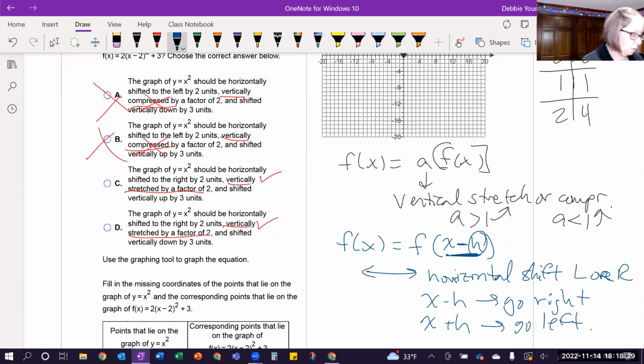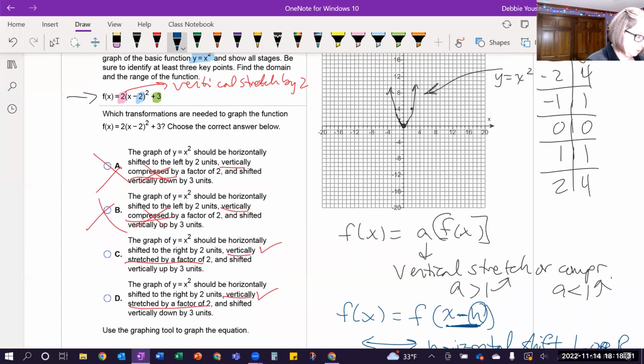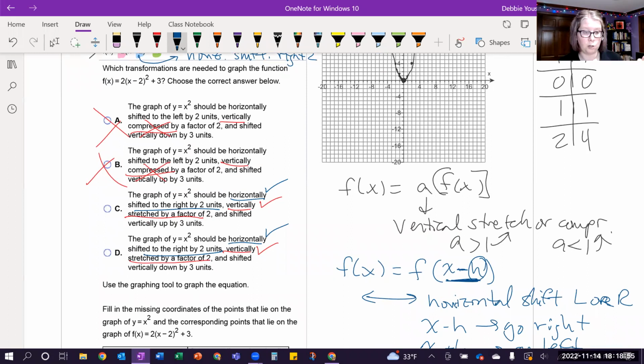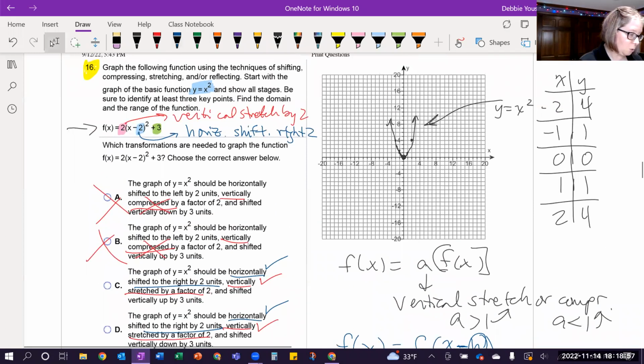So what do we see? Well, we see minus 2. So that is going to be, I'm going to abbreviate, horizontal shift right 2. So I come back down here and I see horizontally shifted to the right by 2. That could be it. Horizontally shifted to the right by 2. Well, that could be it too. So it looks like we're going to be down to that third number to determine which one is which. So we've taken care of that.